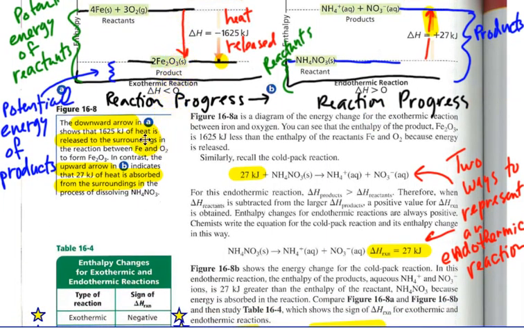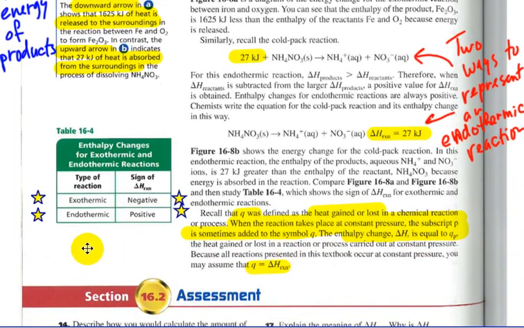Downward arrow means exothermic: heat is released from system to surroundings. Upward arrow means I must absorb heat when going from reactants to products, so that's endothermic. And then here's just a little summary of what I had here. If we're representing these heat terms just off to the side, they're positive or negative depending upon whether it's endothermic or exothermic. So earlier we defined Q as heat gained or lost in a chemical reaction. When the reaction takes place at constant pressure, the subscript P is sometimes added to Q, the enthalpy change, or in this case we just simply replace that with delta H.